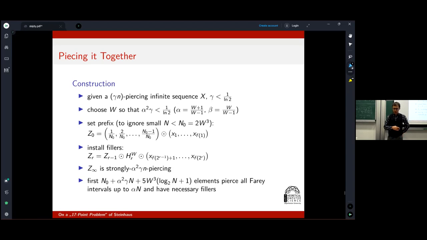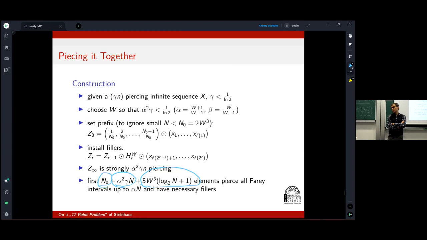So in order to prove that it's strongly piercing, let's just count at which moment I have all the necessary elements. If I want to calculate this function for n, so when I pierce all the intervals of length 1 over n, I add them, it's a constant, and up to that point I will have fillers because they happen for every R up to 2 to the R, and I will get these many elements of the sequence X.